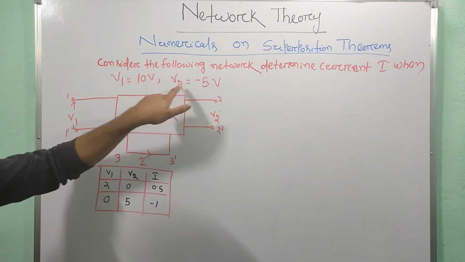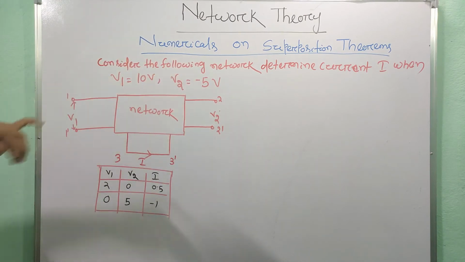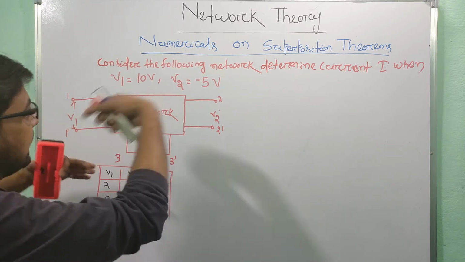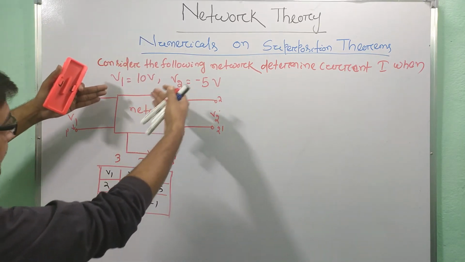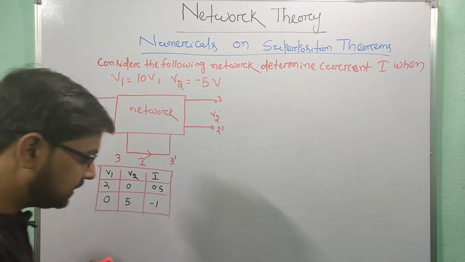10 volt and V2 is equal to 5 volt. So for this network, ये जो नेटवर्क है यहाँ पे मेरे को V1 और V2 एंड I का वैल्यू पहले से ही दिया हुआ है एंड मेरे को निकालना है व्हाट इज माय करंट वैल्यू व्हेन V1 is equal to 10 volt and when V2 is equal to minus 5 volt.